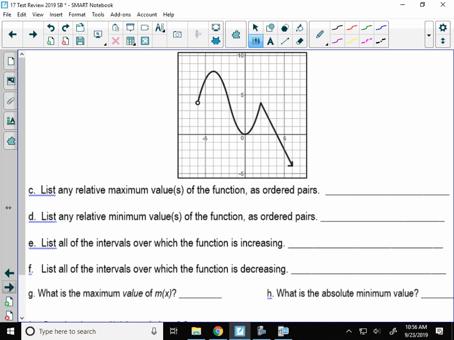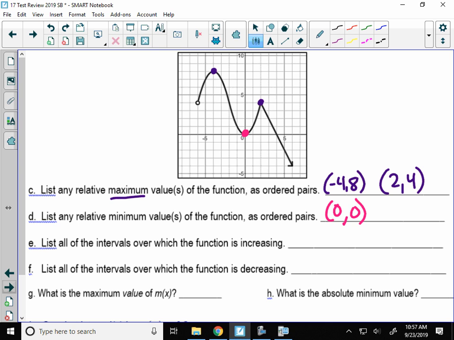List any relative maximum and minimum. So relative, again, is turning points, not endpoints. For relative maximums here, I want the mountaintops. That'd be -4, 8. And the other one here would be 2, 4. Those are your turning points of relative maximums. Now, relative minimums are your valleys, or the low turning point. There's only one here, and that's at 0, 0.